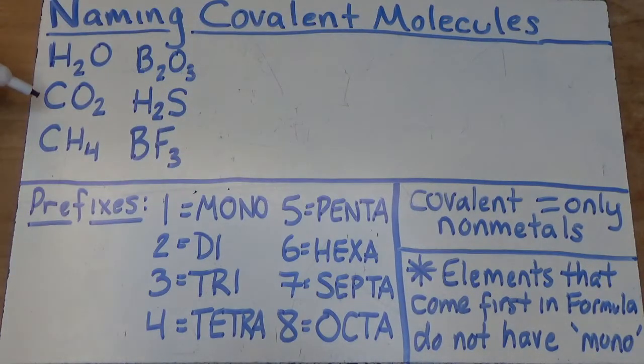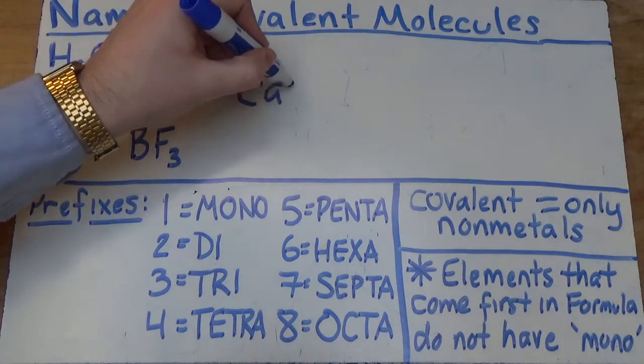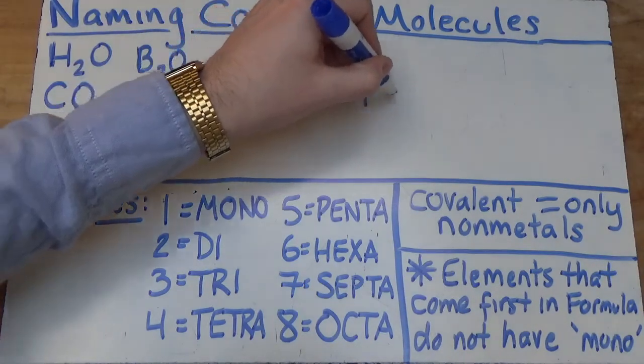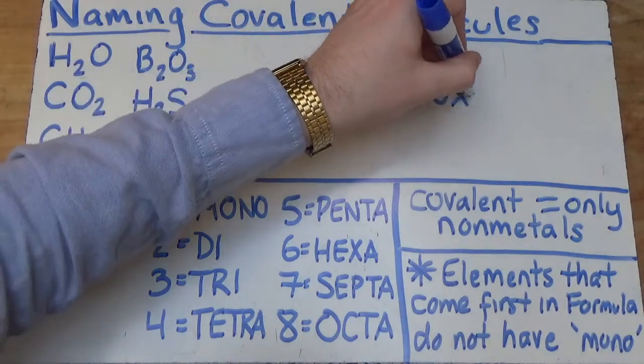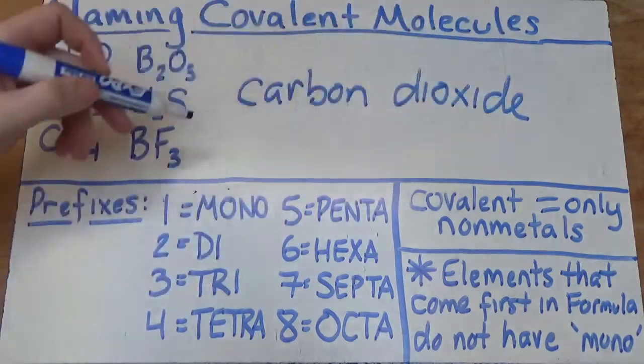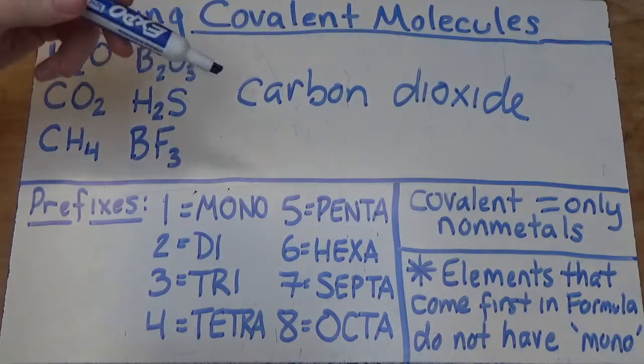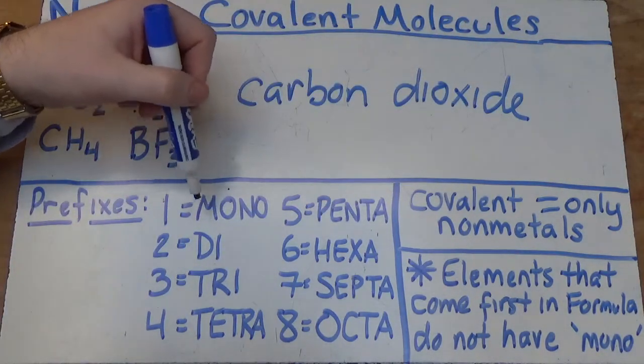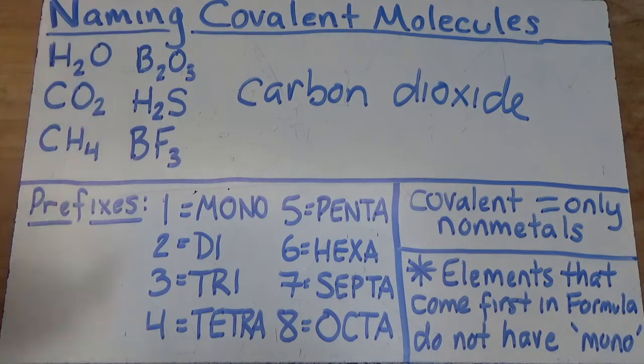How about this? This is probably a molecule that you are familiar with. Take a second to name it yourself. This is carbon dioxide. This carbon does not receive the mono prefix because it is the first element named.